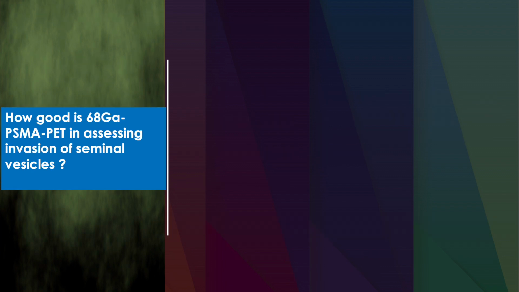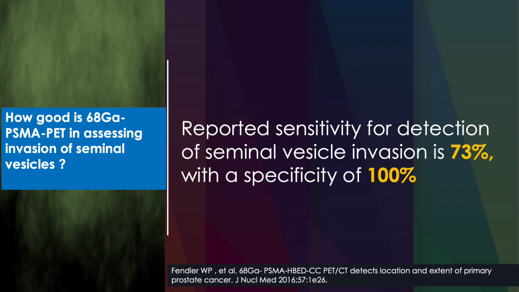And how good is gallium PSMA in assessing invasion of seminal vesicles? Because when you look at the prostate gland, you're not only looking at the gland itself, but you also look at the seminal vesicles. In fact, the reported sensitivity for detecting seminal vesicle invasion is approximately 70%, and it has a specificity of approximately 100%. So it is useful to look at not only the prostate gland but also the seminal vesicles.